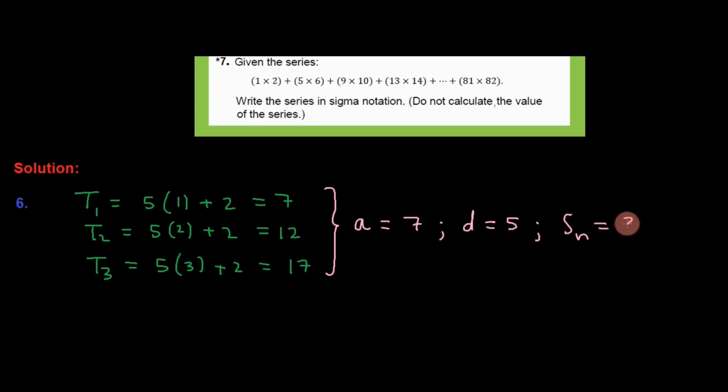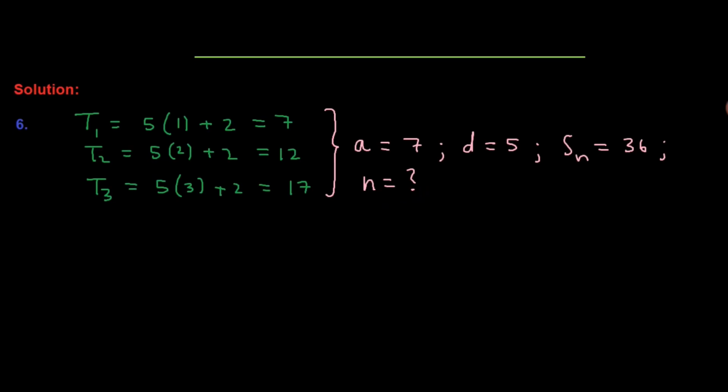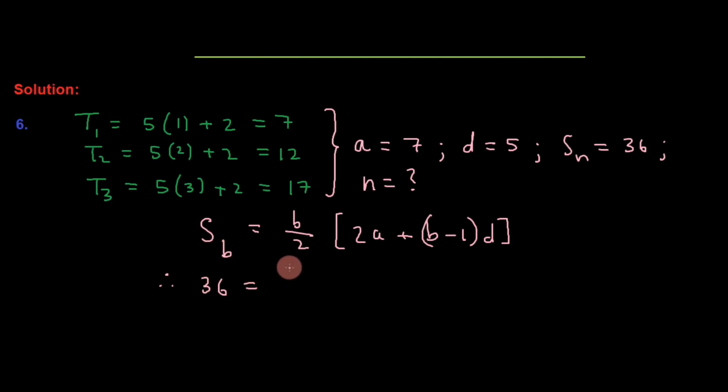The sum to n terms is 36, and we have to find n, which is in this case b. So we can use a sum formula, and instead of writing S sub n, I'm now going to write S sub b, which is b over 2 into 2a plus b minus 1 times d. Then plugging in, S sub b is 36, that's b over 2 into 2 times 7, plus b minus 1 times 5.